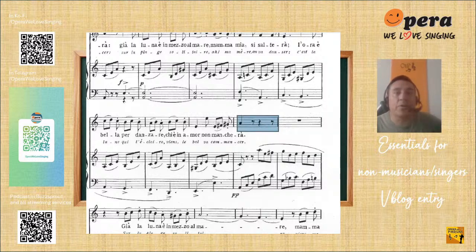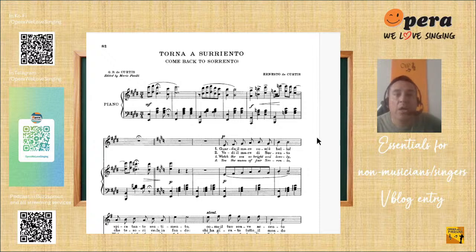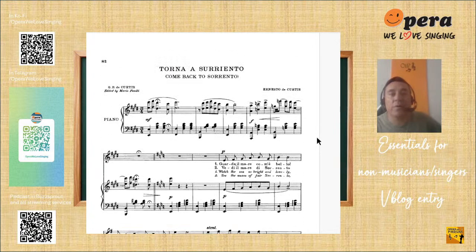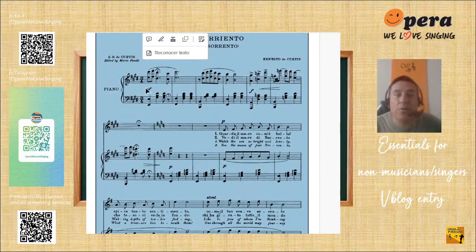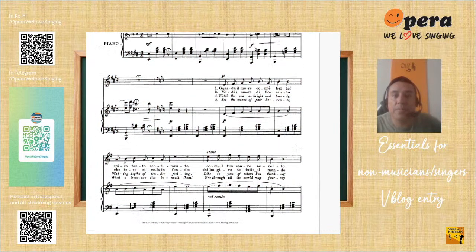Let's go for another example, a much slower one. We have Torna a Sorrento, and for Torna a Sorrento, we have the value of 3/4, which means we are going to find 3 notes of the value of 4. Our friend here, now, instead of finding eighths, we are going to find fourths. We are going to find 3 guys of this value in this score. So we are going to do the same example.